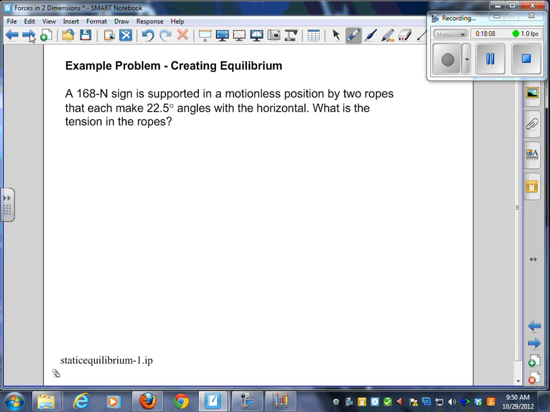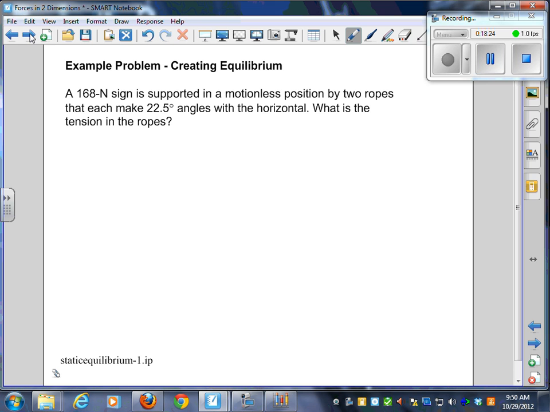Here's an example. A 168 Newton sign is supported in a motionless position by two ropes that each make 22.5 degree angles with the horizontal. What is the tension in the ropes? Now, do you guys have a picture? You don't, do you? No, sir. Okay, well, let's draw a picture.